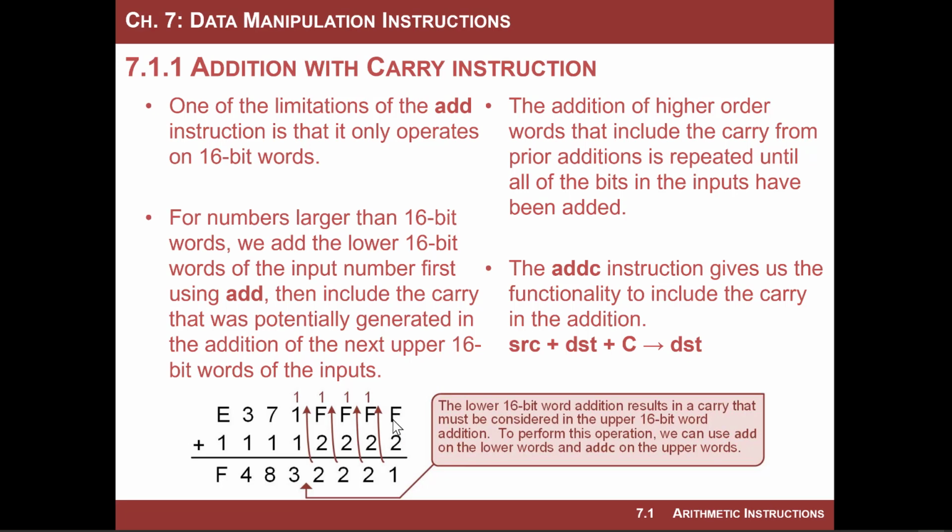But consider this. You have F plus 2 is 1. There is a carry into this nibble. Then F plus 2, plus 1, is 2 with a carry to that nibble. F plus 2 plus 1 is 2 with a carry to here. 1 plus F plus 2 is 2. And then you have a carry out right here. And so we can use the add instruction to add these two 16-bit words together.